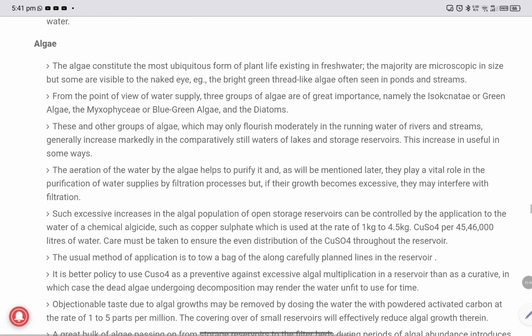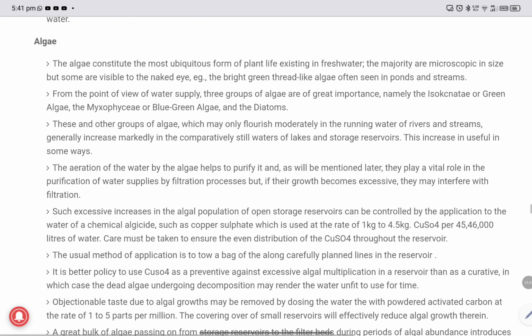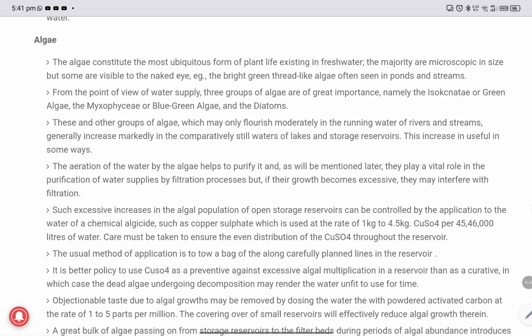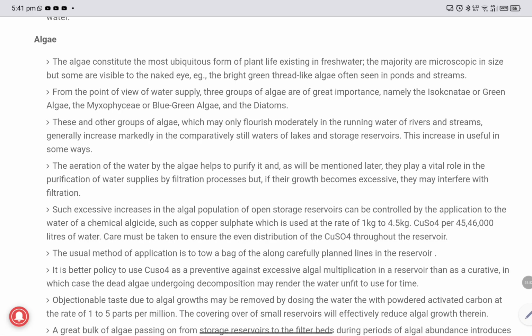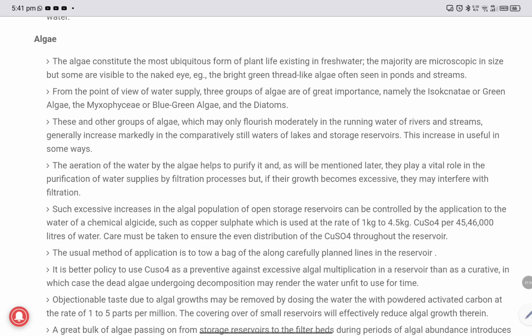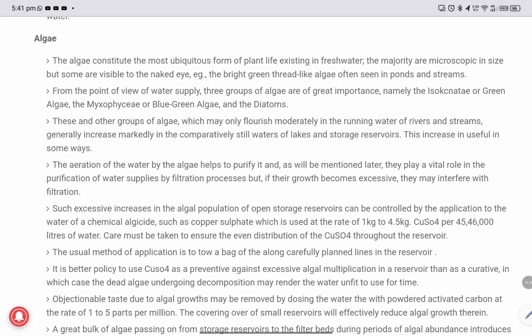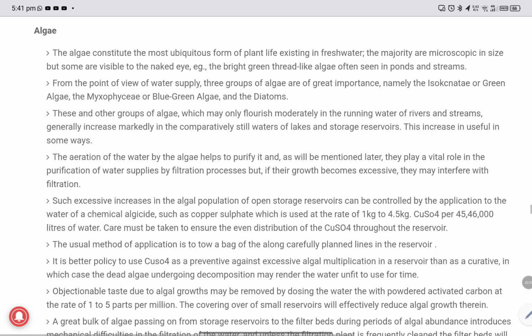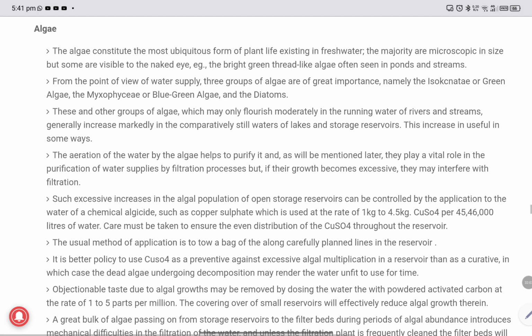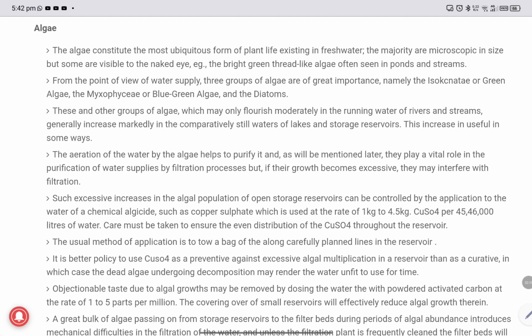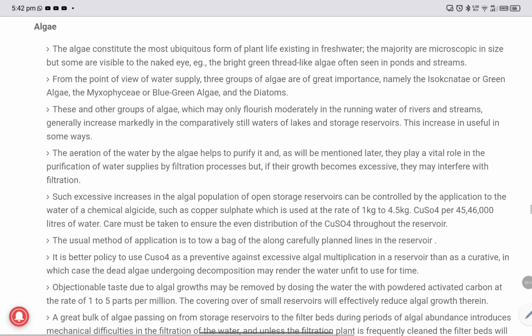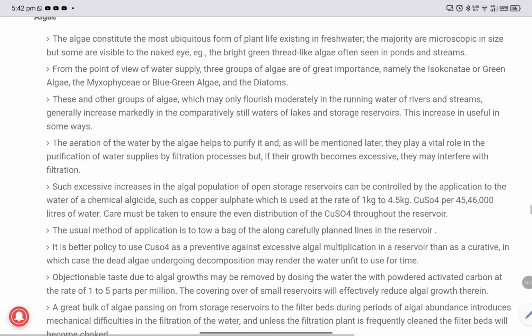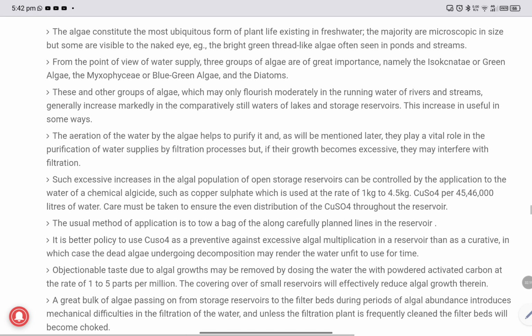The algae constitute the most ubiquitous form of plant life existing in fresh water. The majority are microscopic in size, but some are visible to the naked eye, for example the bright green thread-like algae often seen in ponds and streams. From the point of view of water supply, three groups of algae are of great importance, namely the chlorophyceae or green algae, the myxophyceae or blue-green algae, and the diatoms.